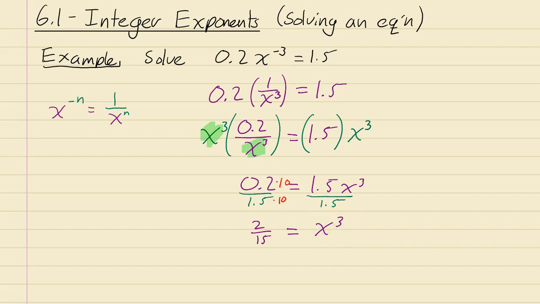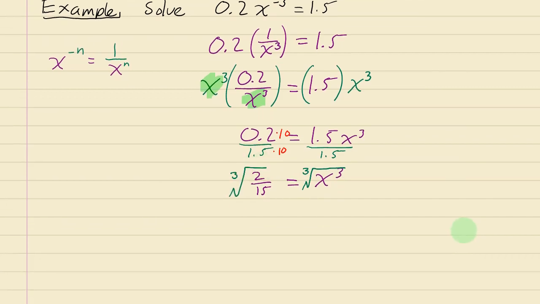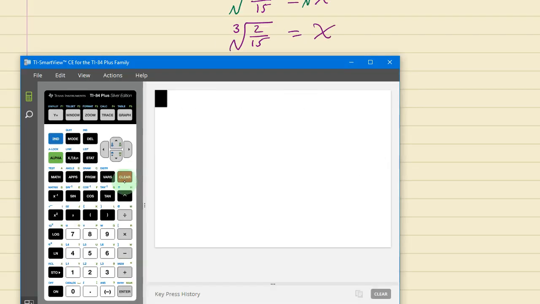And now to cancel out the x cubed, we're going to use the fact that the cube root of x cubed is just x. And so that cancels out there, and you just get x. And on the other side, you can just write the answer as the cube root of 2/15. You could also get a decimal approximation for that, like so.